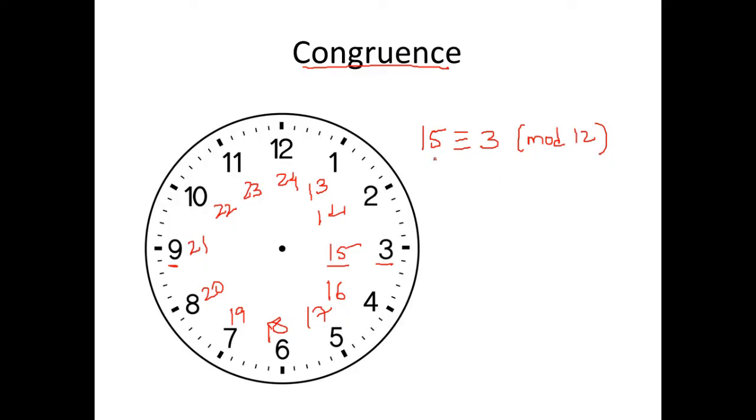What does that mean? It means 15 is equivalent to 3 with respect to mod 12. Only with respect to a 12-hour clock can we say 15 is equivalent to 3. Likewise, we can say 16 is congruent to 4 with respect to mod 12. This symbol is called congruence. Are you all clear with this? If you are very clear with this, you can understand the concepts that are going to come later on.